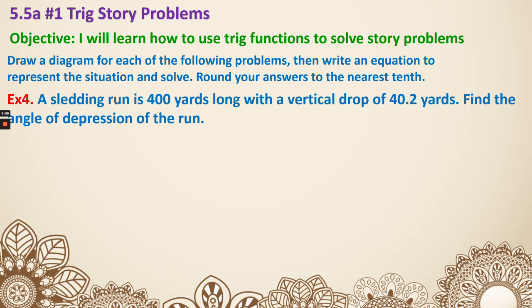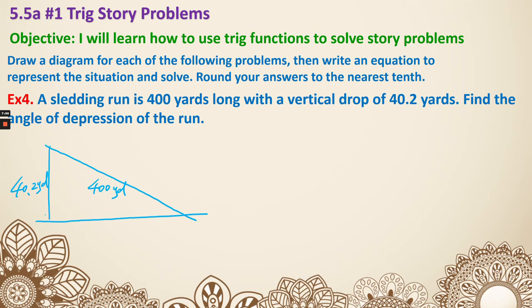Next, example 4. A sledding run is 400 yards long with a vertical drop of 40.2 yards. Find the angle of depression of the run. So here's the sledding run, and here's the ground. That is 400 yards long. A vertical drop, so this is 40.2 yards.